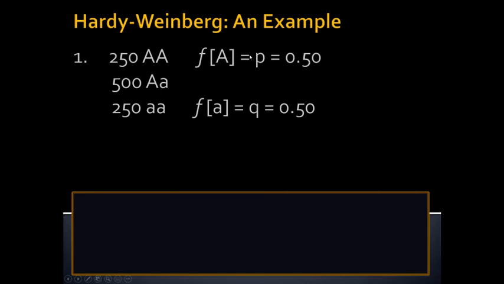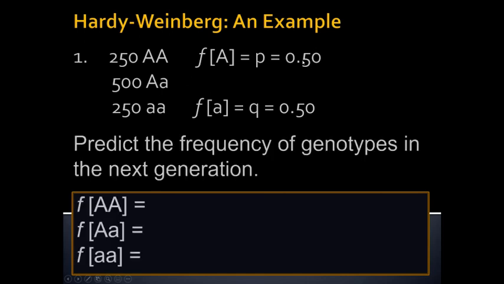So here's how it works. We now have our p-value, we have our q-value. Let's predict into the next generation. What is going to be the frequency of the big A in the next generation? What is going to be the frequency of the big A, little a, the heterozygotes in the next generation? Now, this was the insight of Hardy-Weinberg. They realized that the frequency of the big A is going to be the union of the probability or the frequency of the big A allele.